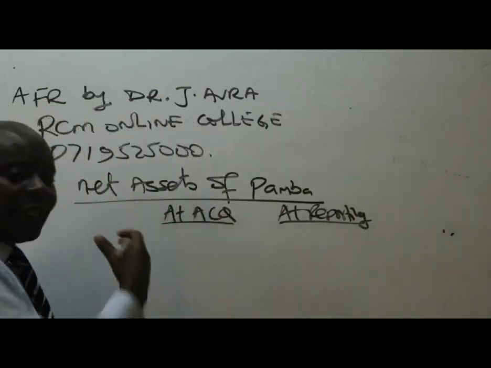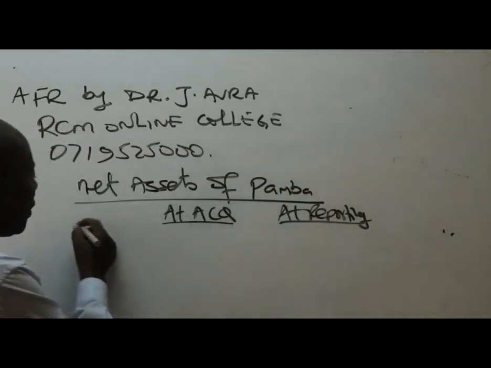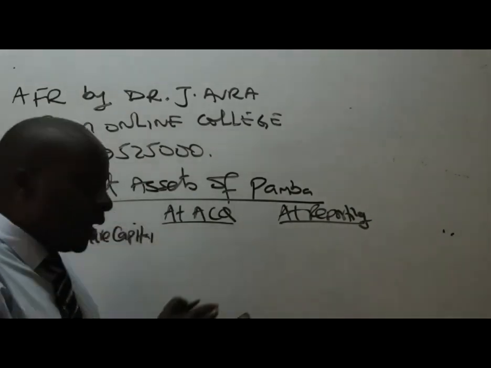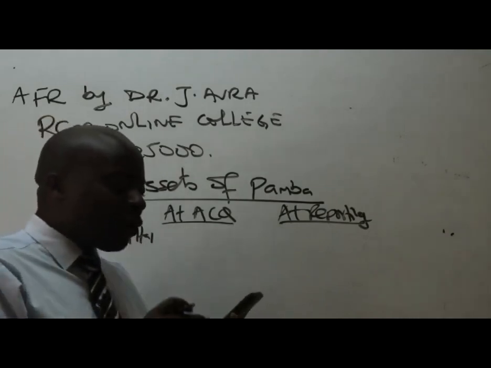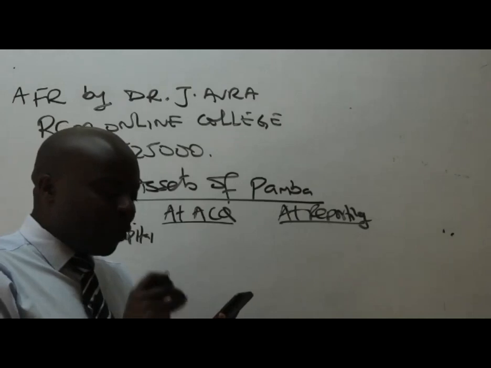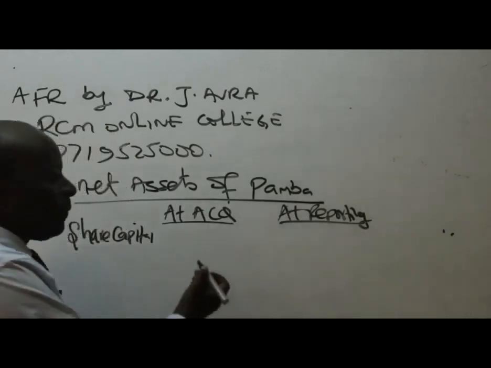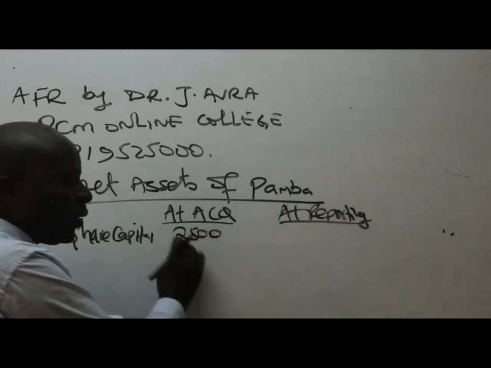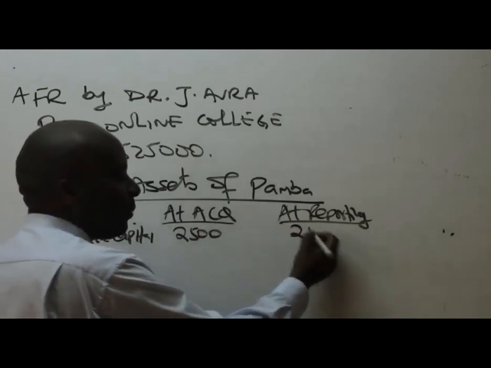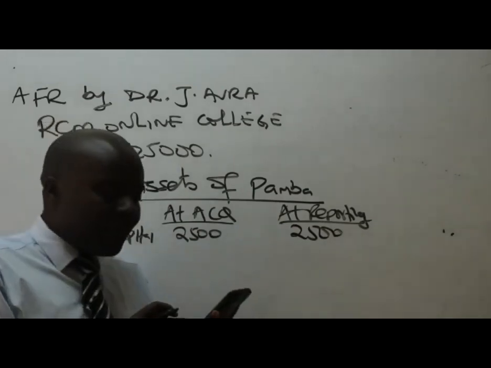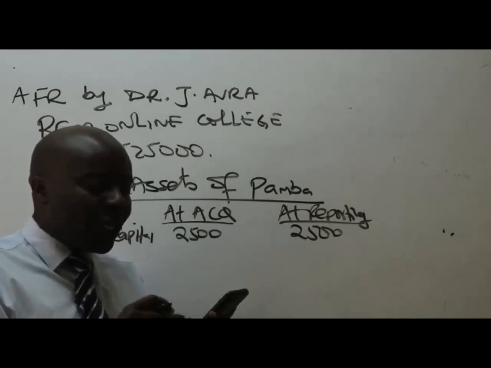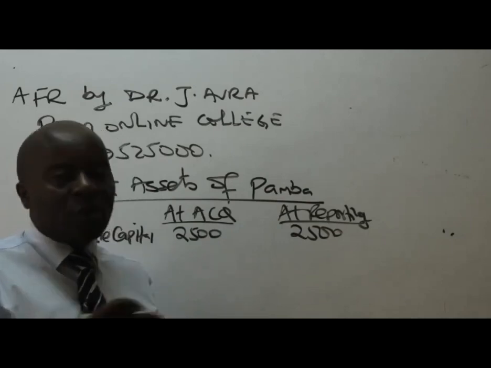Remember, when you talk of net assets, you're looking at the equity components. You begin with the share capital of Pamba. Go to the statement of financial position of Pamba Limited and look at the share capital. The share capital of Pamba was 2,500. Rarely does this share capital fluctuate. In most cases, the share capital for these subsidiaries will remain the same, at acquisition and at reporting. And that is why, if you look at the notes given, note number five, they have told you none of the companies had issued any shares since Pareto Limited acquired its shareholding in them.